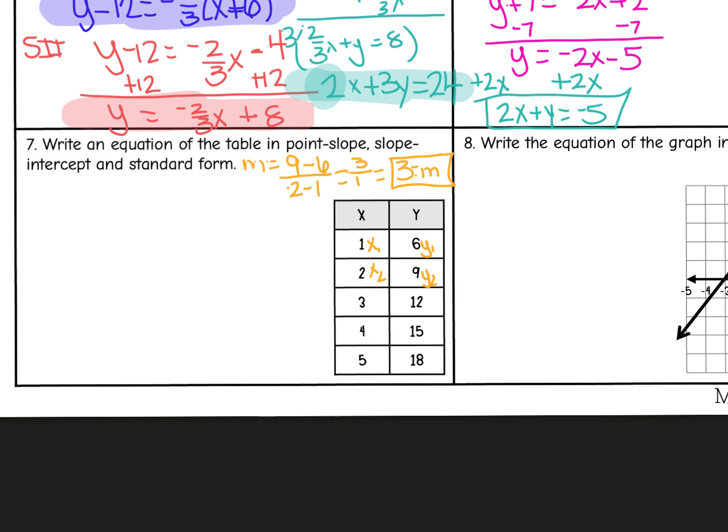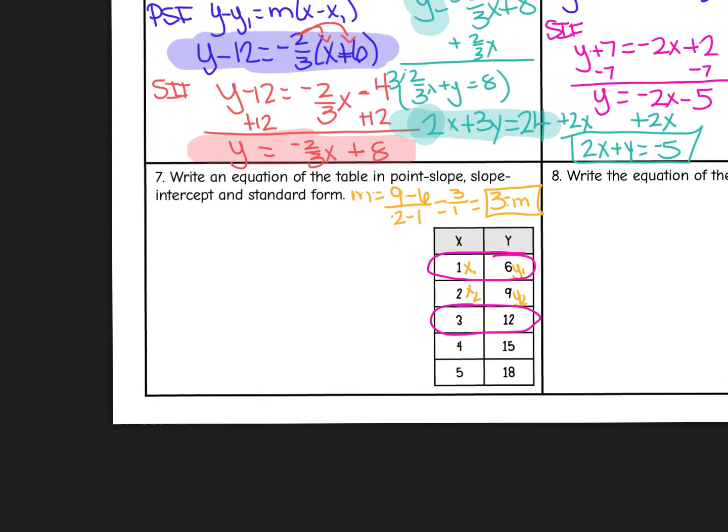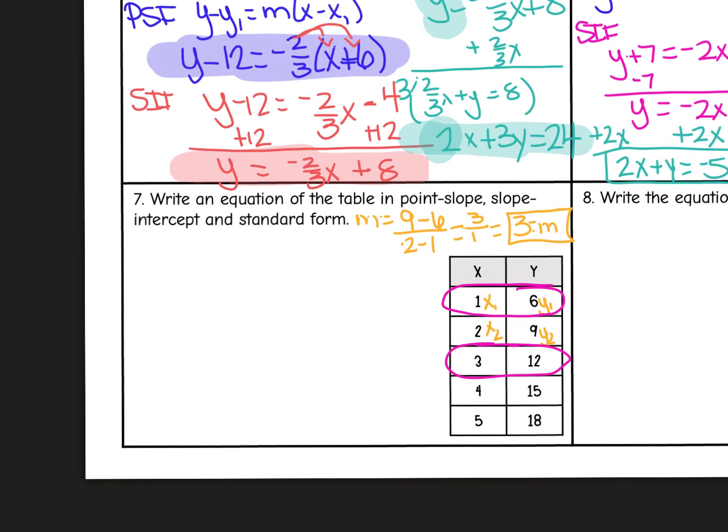Okay, now that I have my slope, I'm going to write this in, let's go with, I hope you're thinking point slope form, because that's what I'm going to write it in. Look how many options of different points I have. I can use any of these options, but I'm going to go ahead and stick with the first one, 1 and 6. Okay, but you feel free to use any of these.